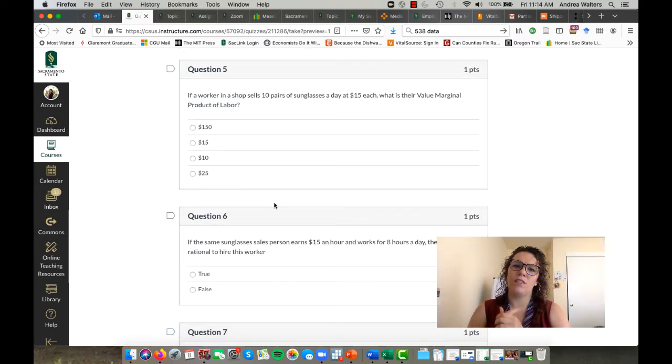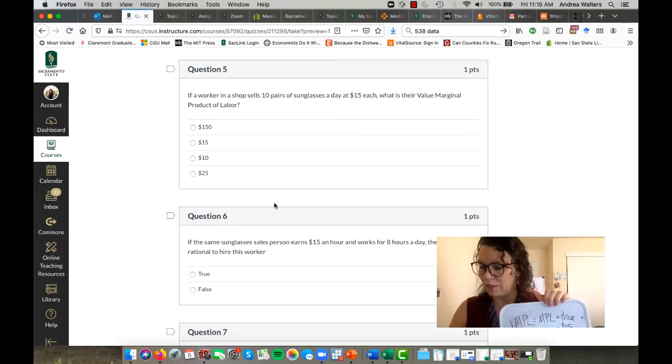Next question. If a worker in a shop sells 10 pairs of sunglasses a day at $15 each, what is the value marginal product of their labor? So to calculate the value marginal product of labor, all you have to do is remember that it's just the marginal product of labor times the price of the good, right? So we have a marginal product of 10 and a value of $15. So all we have to do now is multiply 10 by 15.